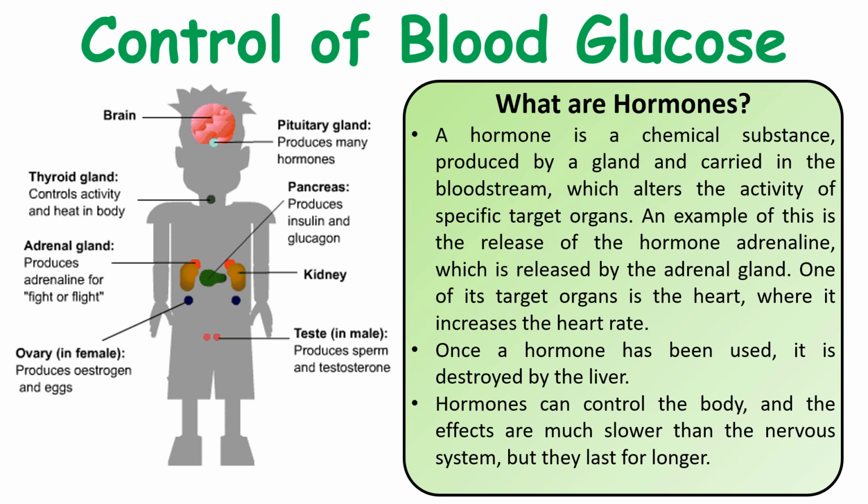So some examples of different hormones. For instance, ADH, antidiuretic hormone, is made in the pituitary gland and affects the kidneys. Insulin and glucagon, which are involved in control of body glucose, are both made in the pancreas and will have an effect on the liver.